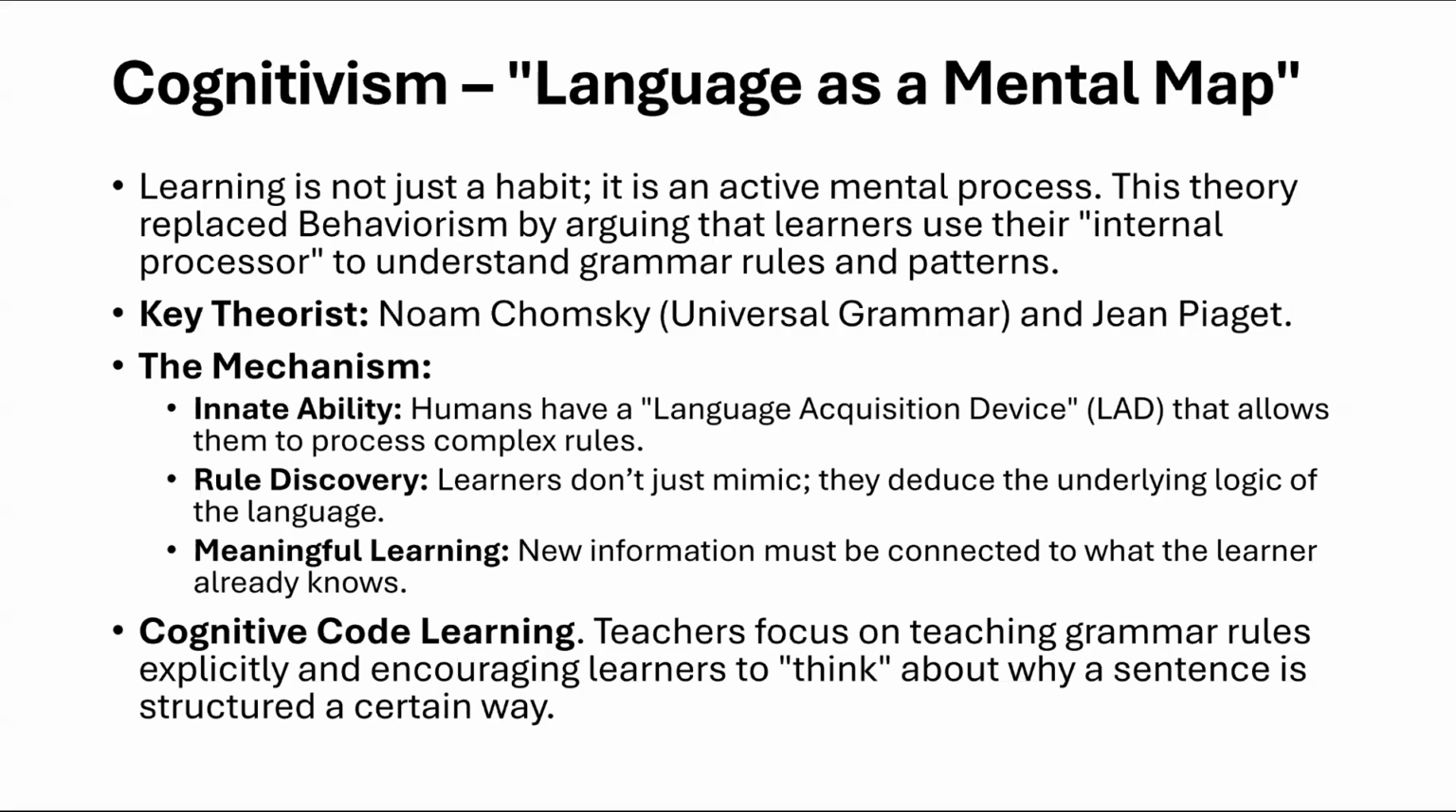Rule discovery: learners don't just mimic, they deduce the underlying logic of the meaning. Meaningful learning: new information must be connected to what the learner already knows. Cognitive code learning: teachers focus on teaching grammar rules explicitly and encouraging learners to think about why a sentence is structured in a certain way. Cognitivism, to put it very simply, relates to understanding the concepts.